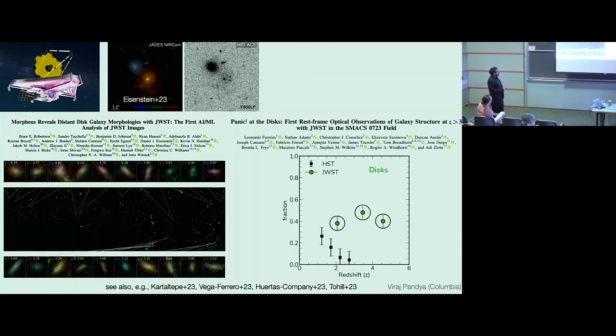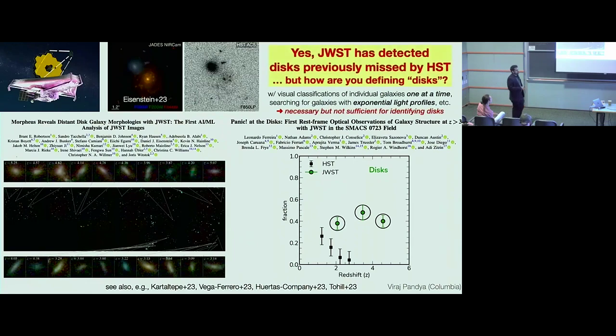And then the thing that really caught my attention is this nice paper by Ferreira et al., which showed nicely that the disk fraction in HST is dropping off dramatically as you go to high redshift, but then the disk fraction, according to their JWST analysis, is much higher at the 40 to 60% level. So all this is very compelling and very interesting, but it really begs the question, what do you mean when you say that you've detected a disk?